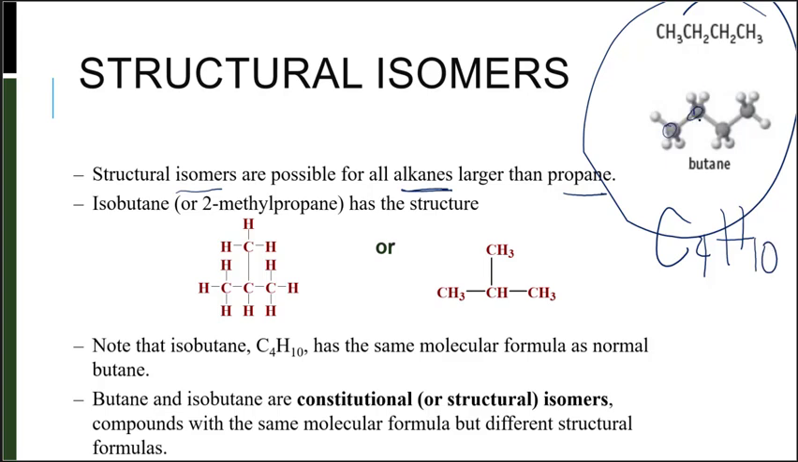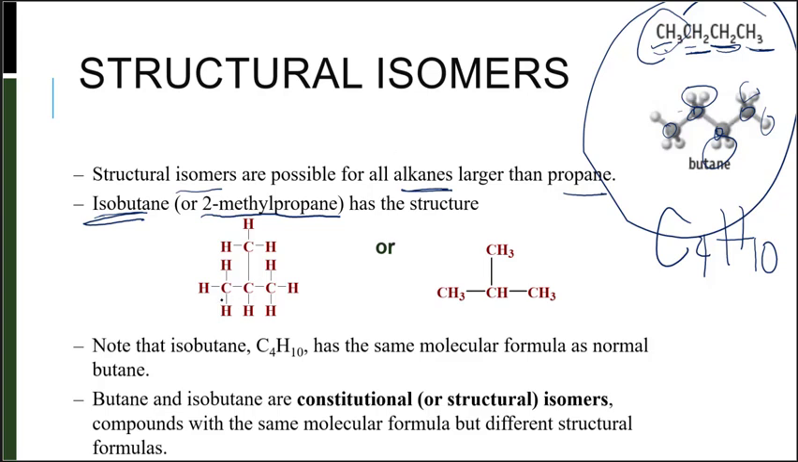C4H10. I've got a carbon, carbon, carbon, carbon. So 4 carbons in a row. 1, 2, 3, 4. Around the first one there's 3 H's. Around the second one there's 2. Around the third one there's 2. And around the fourth one there's 3. Here is isobutane, or it's also called 2-methylpropane.